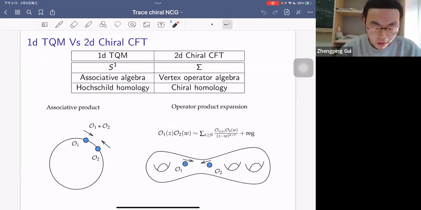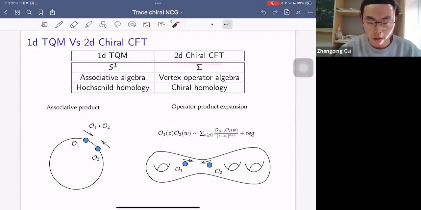In one-dimensional topological quantum field theory, our underlying manifold is just the circle, S1. And the operator insertions here form an associative algebra. And we have a certain homology theory, a well-known homology theory called Hochschild homology. And this can be described by the operators getting very close to each other.